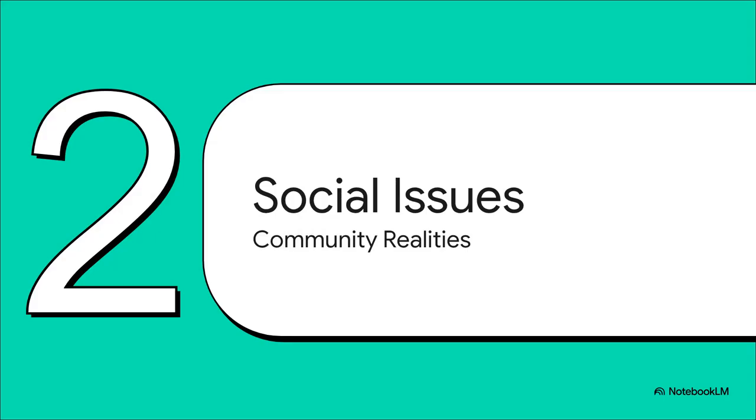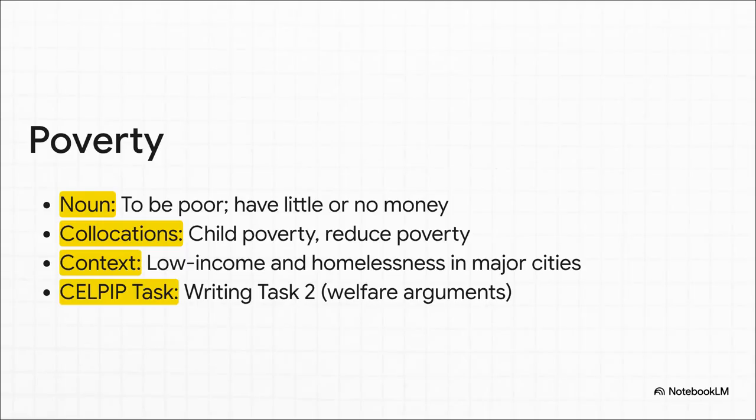All right, moving right along to Section 2, Social Issues and the Public, Community Realities. Diving into our first major social issue, poverty. Poverty, noun, poverty. This one is absolutely vital. You must use collocations like child poverty and reduce poverty. In major Canadian cities, low-income situations and homelessness are severe social issues. If you want to build really powerful arguments about welfare in writing task 2, this is your word. The exam texts often point out that poverty is an increasingly important issue, and the impoverished frequently just do not get the support they need.